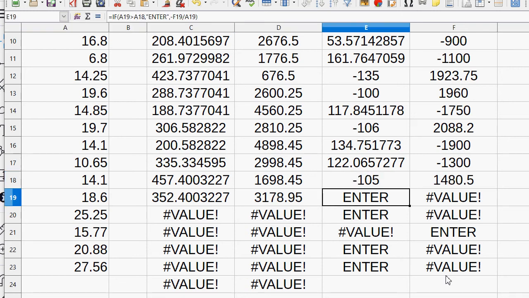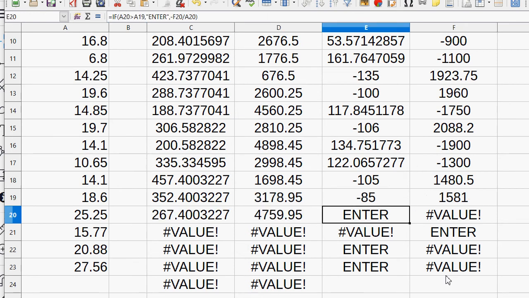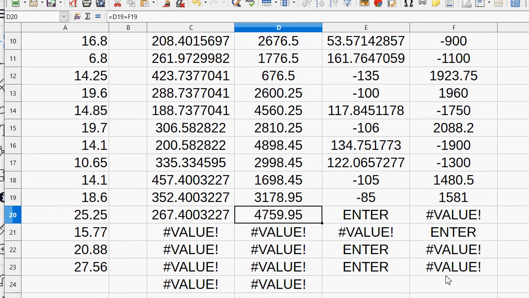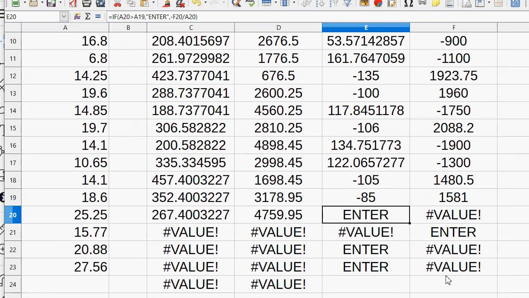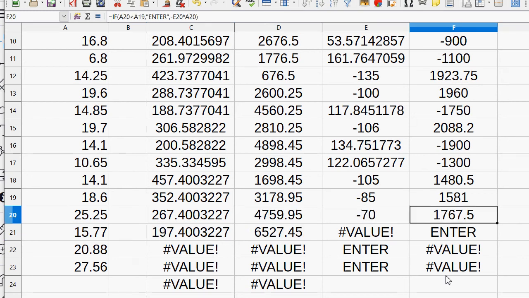Goes up to 18. Okay, so we have 352. And we can afford to go, say, 85, and we're gaining more. Now we have 267. How about 75? 70. I think that's easily affordable. And 70 should get us more, and does get us more on this one here.